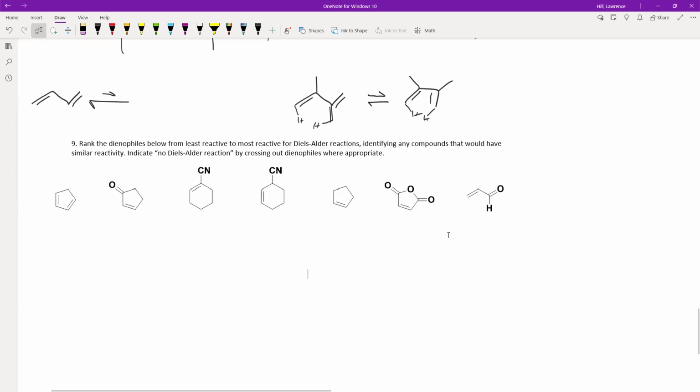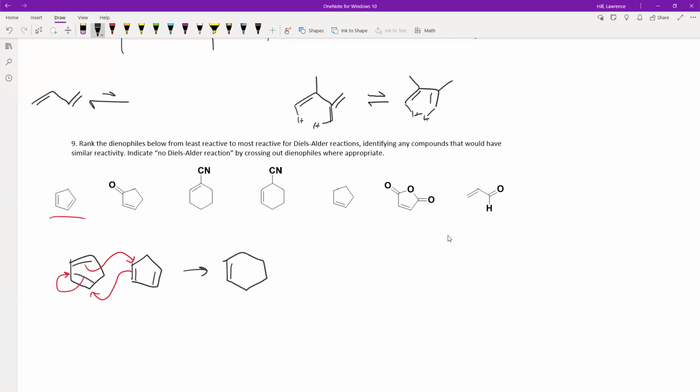Okay, so we're considering these as dienophiles. So wait, isn't this a diene? It is a diene, but we're considering it as a dienophile. So we talked about in class how cyclopentadiene is a really reactive diene, so reactive that it will react with itself in a Diels-Alder reaction. So one molecule of cyclopentadiene will act as the diene, the other will act as a dienophile, and you'll get something like this.